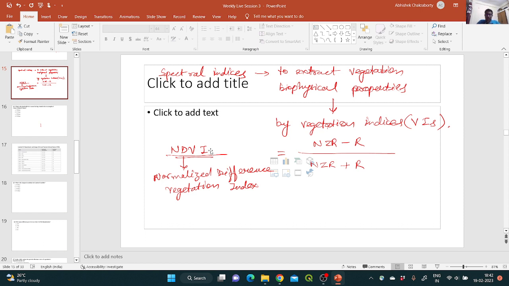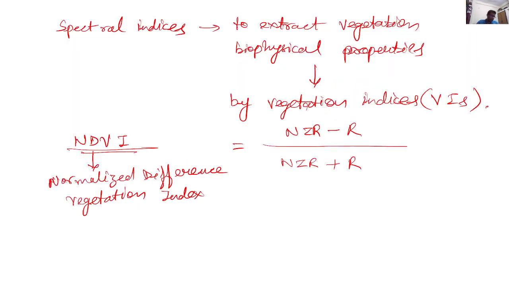So this is primarily a slope based vegetation index metric, but it also has certain drawbacks.